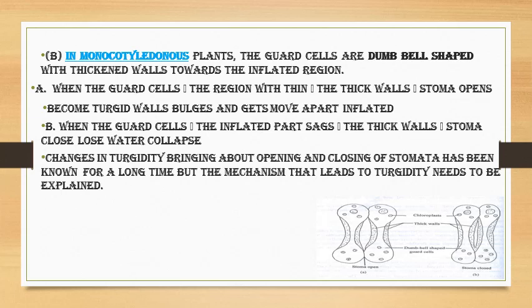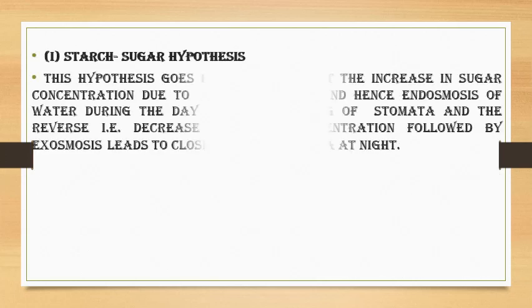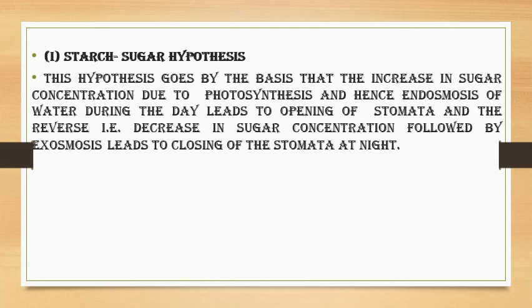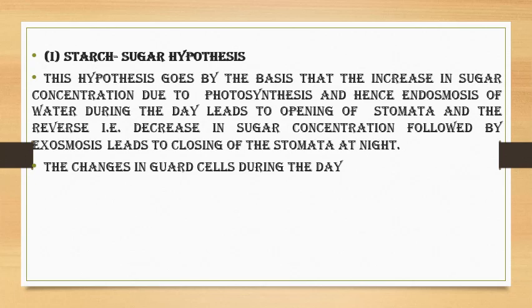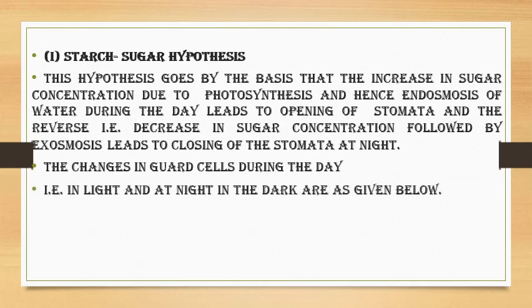Changes in turgidity bringing about opening and closing of stomata have been known for a long time, but the mechanism that leads to turgidity needs to be explained. Starch sugar hypothesis. This hypothesis goes by the basis that the increase in sugar concentration due to photosynthesis and hence endosmosis of water during the day leads to opening of stomata, and the reverse. Decrease in sugar concentration followed by exosmosis leads to closing of the stomata at night. The changes in guard cells during the day, in light, and at night, in the dark, are as given below.